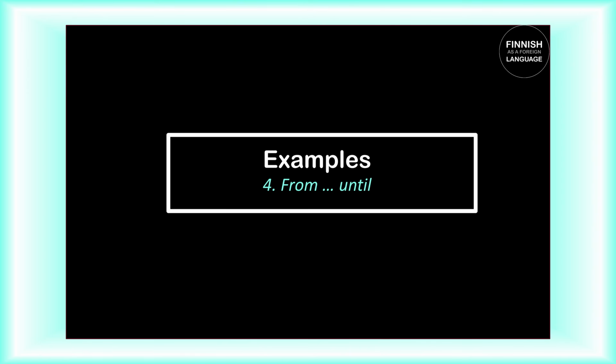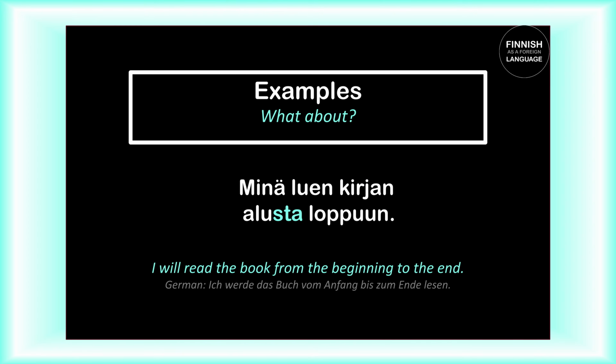Alright, now we move on to the next situation, expressing from until. Here's one example. Minä luen kirjan alusta loppuun. Means I will read the book from the beginning till the end. So minä luen kirjan means I will read the book. Alusta here is the elative case of alku, which means beginning, and loppuun means to the end. It's the elative case of loppu, which means end.